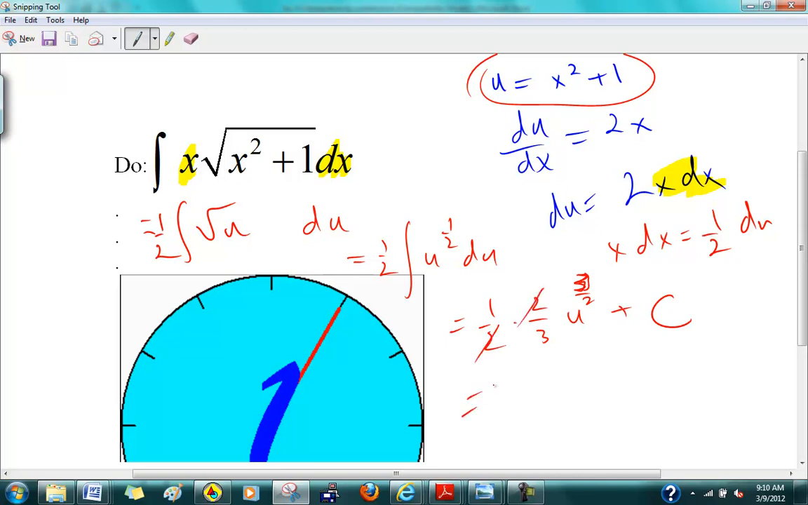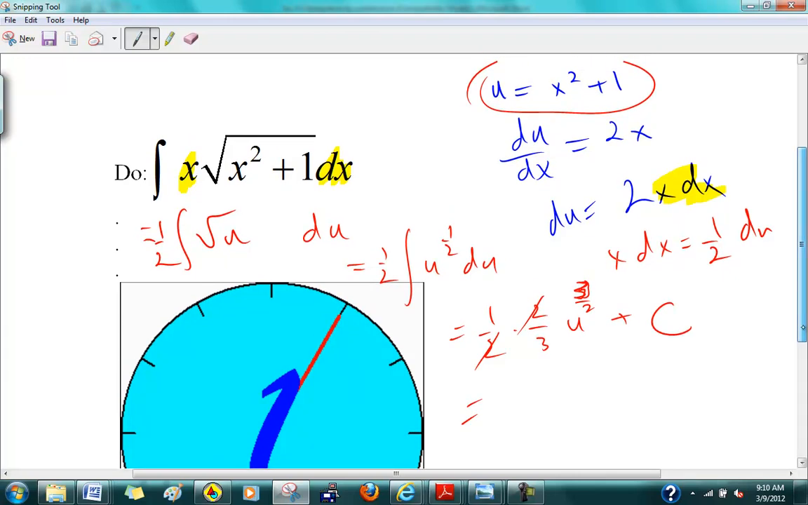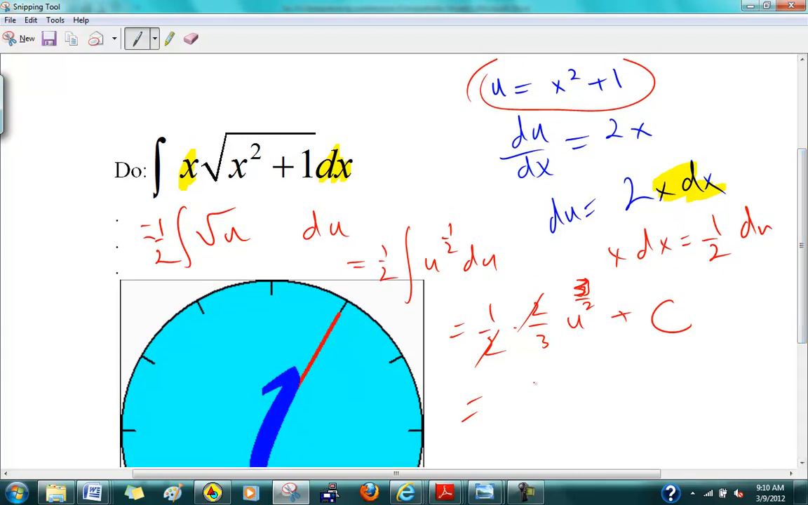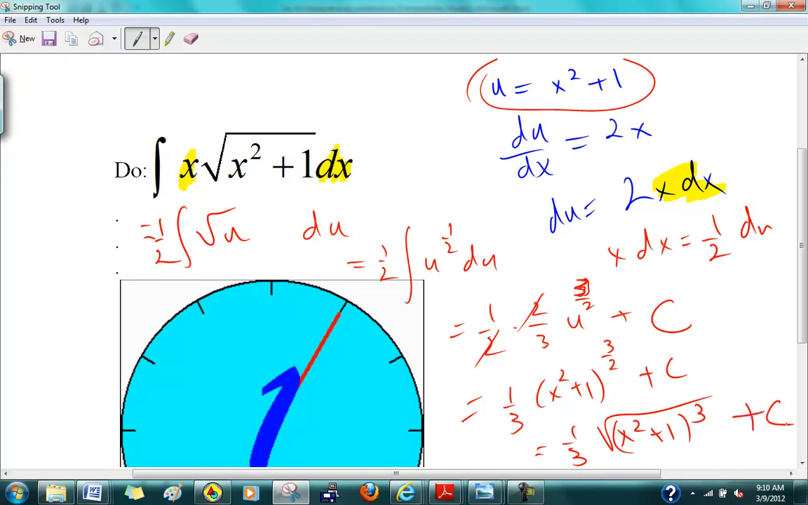Well, u is your variable. That's not what should stay at the end. So what should you replace it with? Nice. So it's going to be 1/3 x squared plus 1 to the 3/2 plus c. And you can rewrite this as 1/3 square root of x squared plus 1 quantity cubed plus c. Okay? The 3/2 I'm writing as a radical.